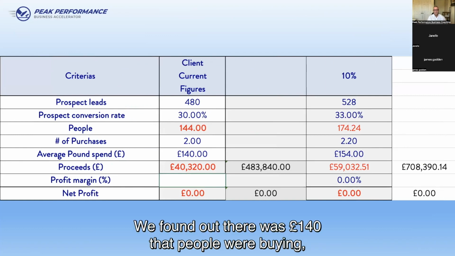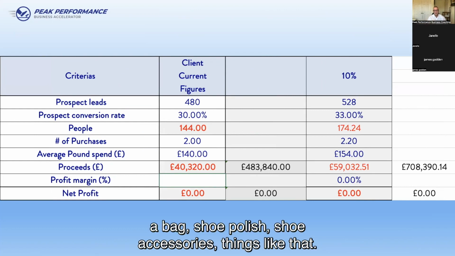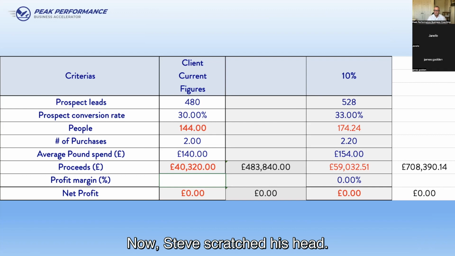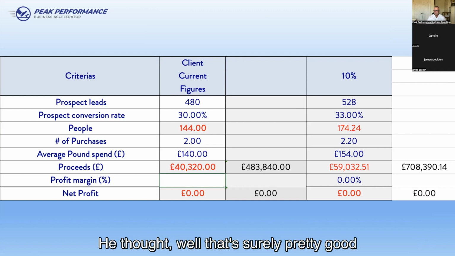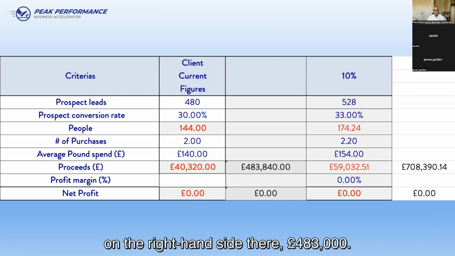We found out there was 140 pounds that people were buying, a couple of pairs of shoes, a belt, a bag, shoe polish, shoe accessories, things like that. The proceeds, the revenue, was £40,000. Now, Steve scratched his head. He thought, well, that should be pretty good because, look, I've annualized it out. You see on the right-hand side there, £483,000.